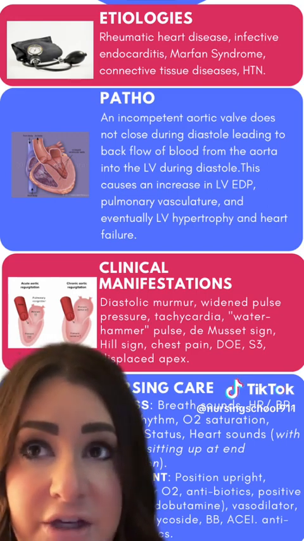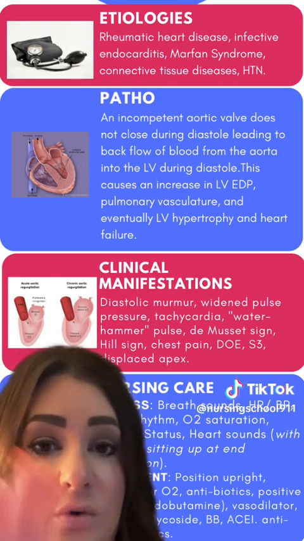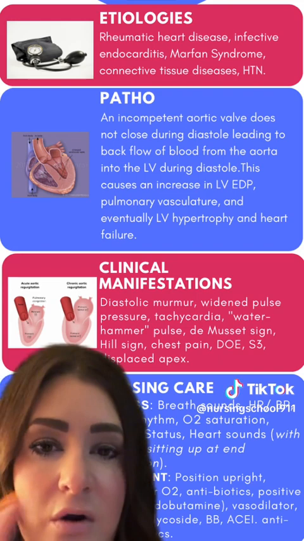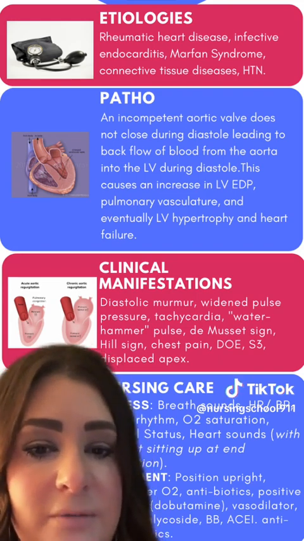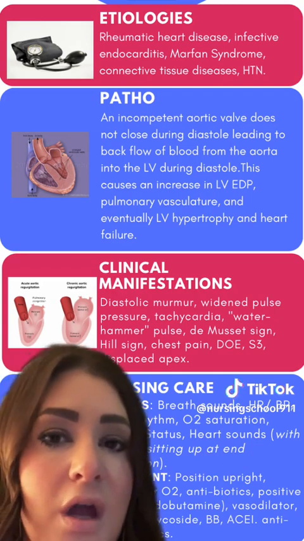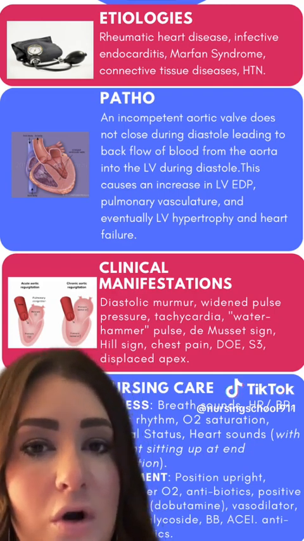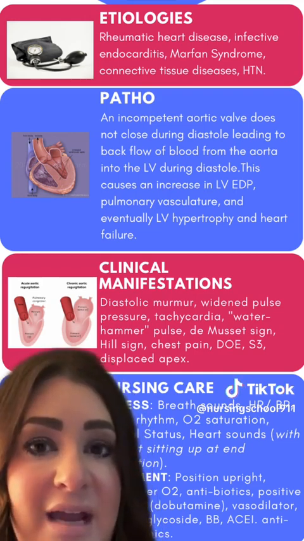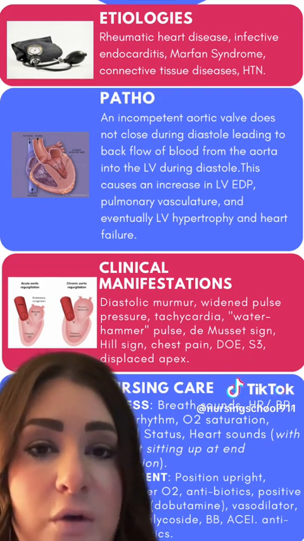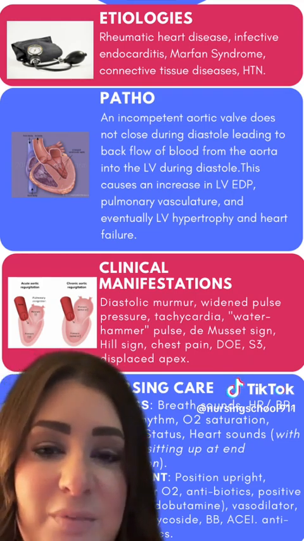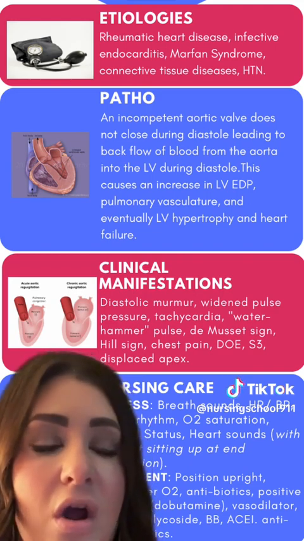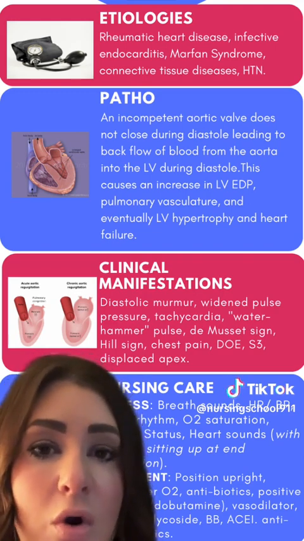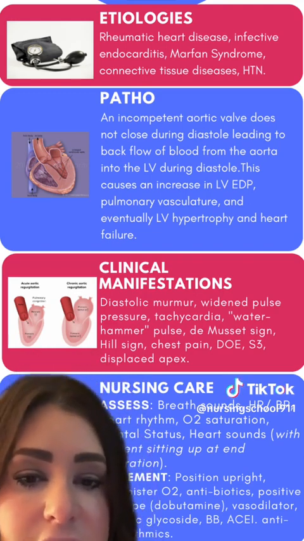So chest pain, angina, again with severe or acute aortic regurg. Dyspnea on exertion. This is probably going to be one of the earlier signs that the patient starts to notice. An S3 will be heard once the patient progresses so far that they're now experiencing heart failure, and a displaced apex because of volume overload. So S3 and that displaced apex, when you're listening to the heart, are both due to volume overload in severe or very acute aortic regurgitation.